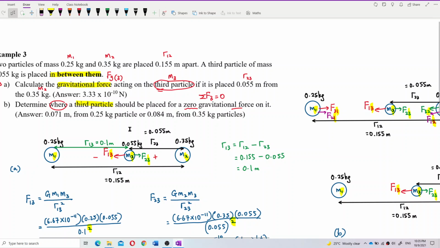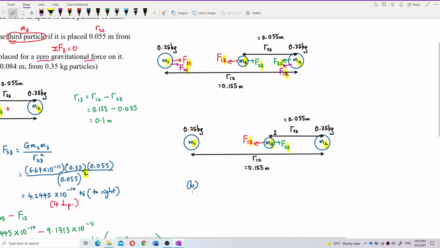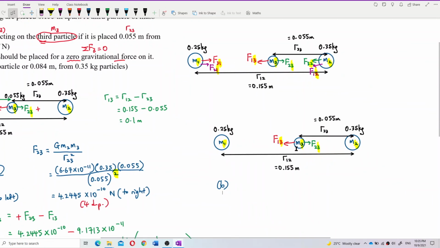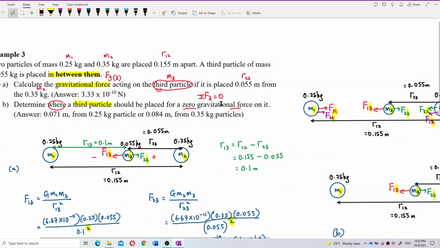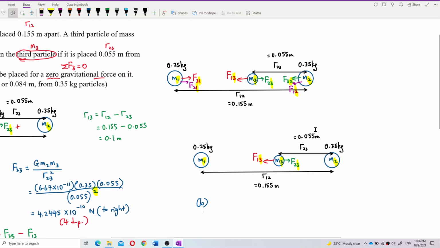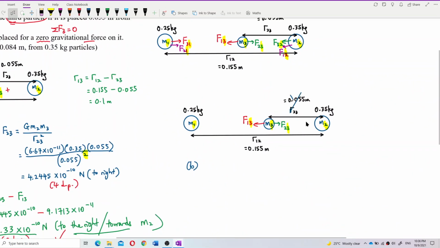So now we don't know what's the position. We don't know where the third particle is. My target is the third particle, so I only draw the force on the third particle. We don't know where it should be placed in order to have zero resultant force, zero gravitational force. That means we don't have the distance yet, so the R23 we don't have yet.